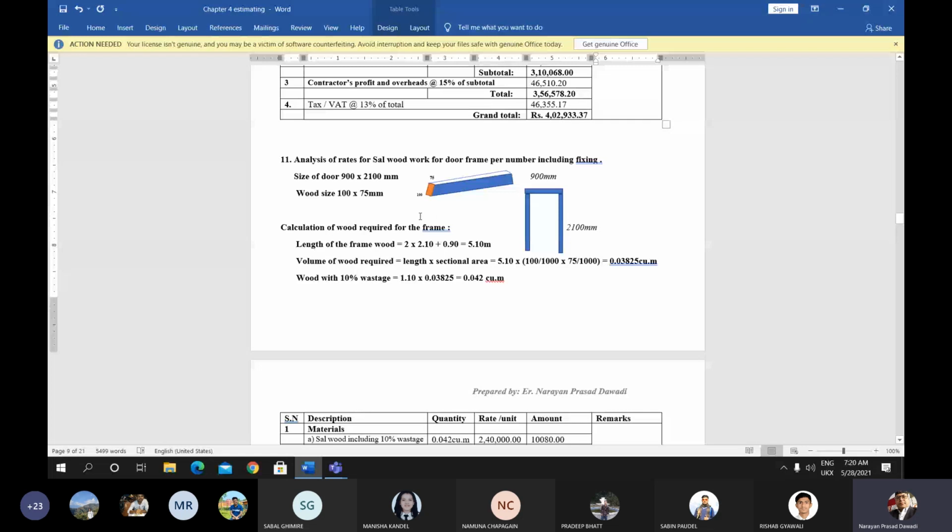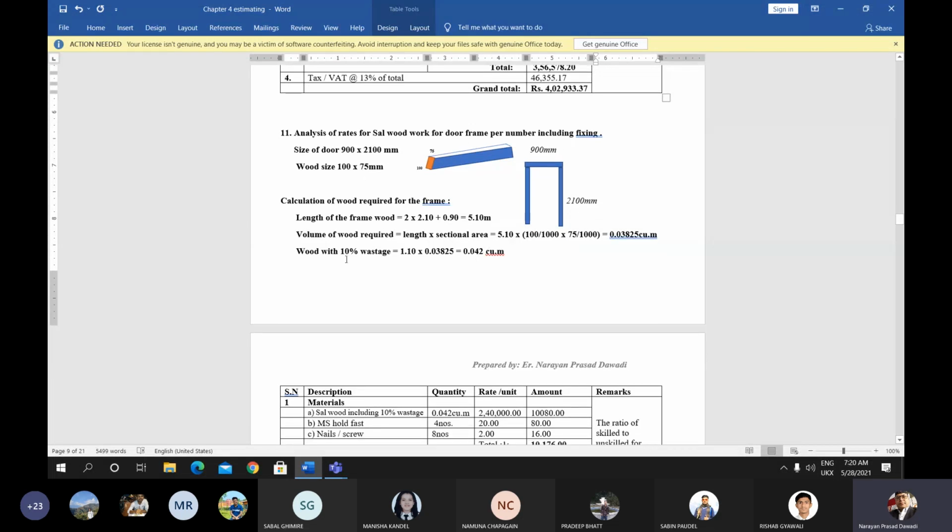The cross sectional area is 0.10 by 0.075. This brown yellow figure here is the cross sectional part. The length may be long. That's why the length of the frame wood is 5.10 meter. Volume of the wood required.